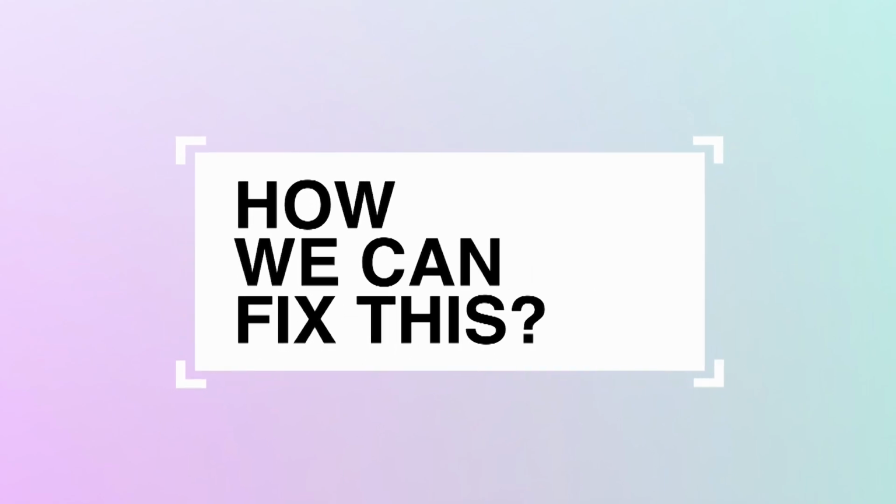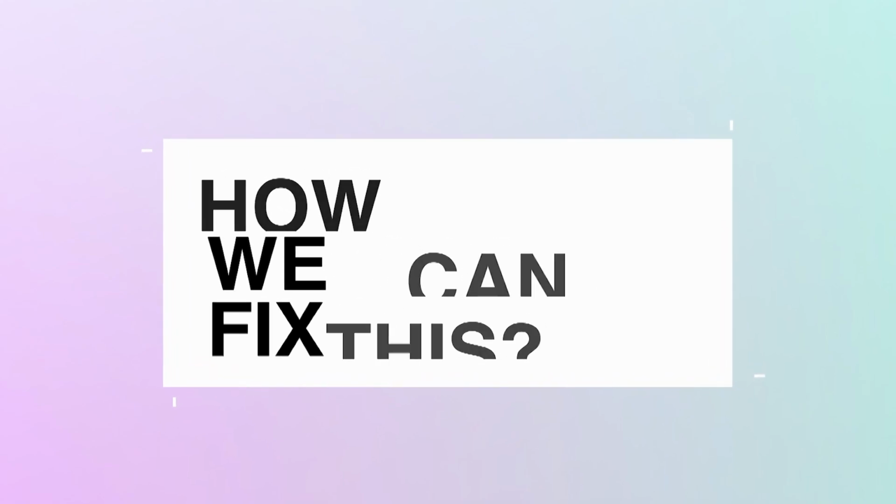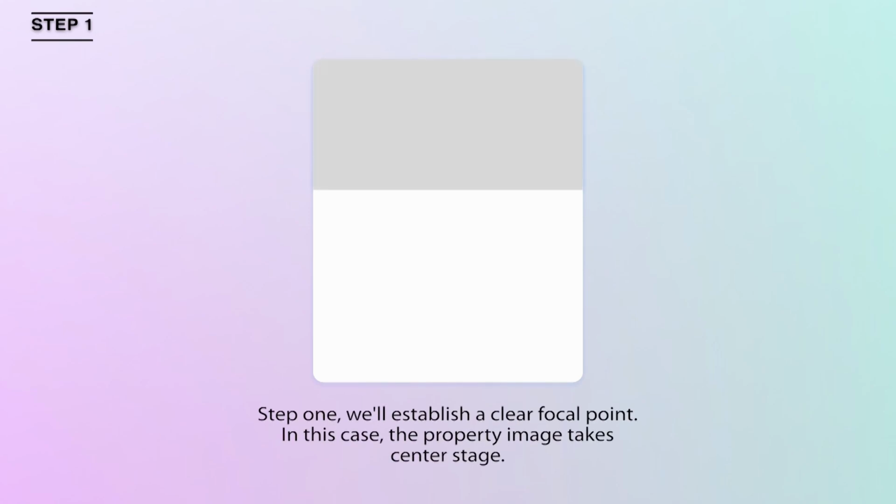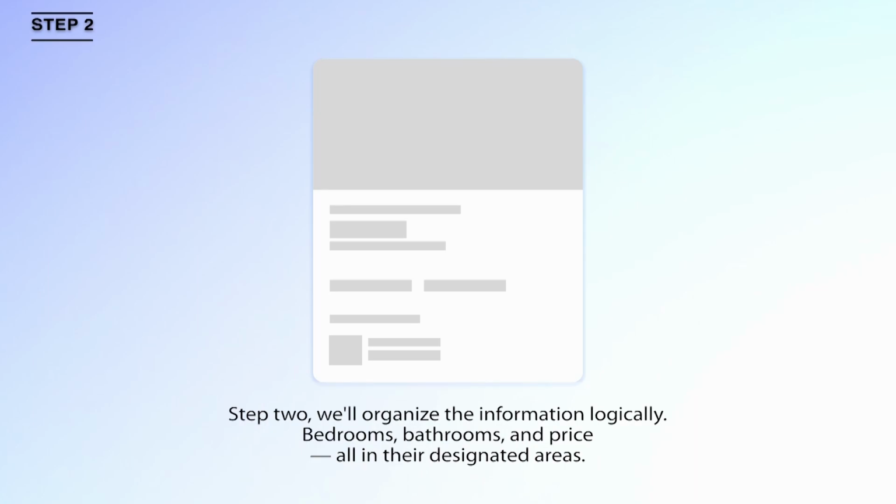So here are a couple of points that we'll be focusing on. First one, we'll establish a clear focal point. In this case, the property image takes the center stage. Step 2. We'll organize the information logically. Bedrooms, bathrooms, and the price all in their designated areas. Step 3. We'll employ contrasting elements, size, color, and typography to guide users' eyes.